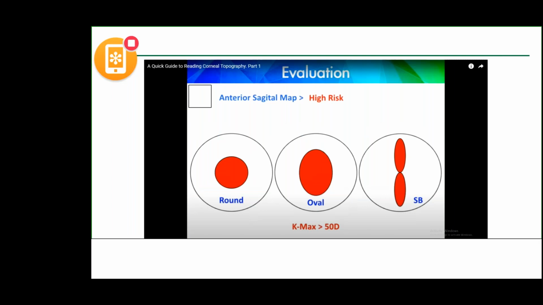But when you look at the normal shapes of the cornea, like when you see the topograph is round, oval, or symmetrical bow, but they have their keratometric values more than 50 diopters, then this becomes high risk again. Okay, so just looking at the shape is not enough. You got to look at the keratometric values also. The Kmax, 50 diopters, but a very regular shape, scary.